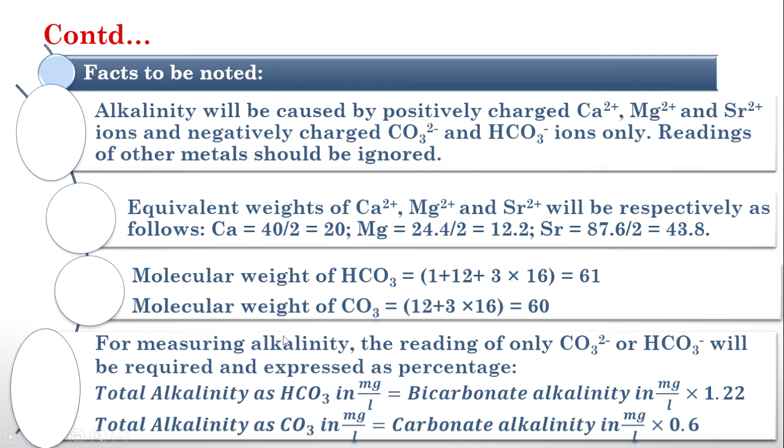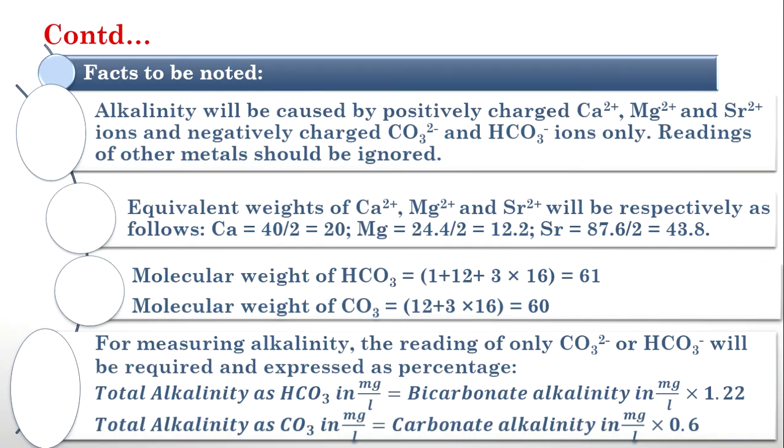And when the alkalinity is expressed in terms of bicarbonate, alkalinity into 1.22 will give the total alkalinity. If it is expressed in terms of carbonate, alkalinity into 0.6 will give the total alkalinity as CaCO3. So this equation you just ignore. We can see this while doing the problems. So these are the things to be noted before finding hardness.